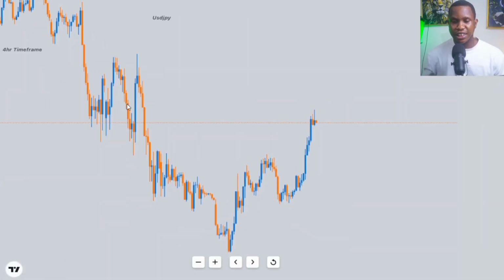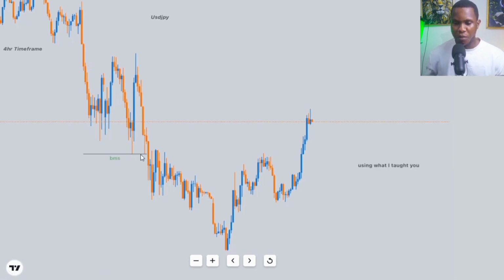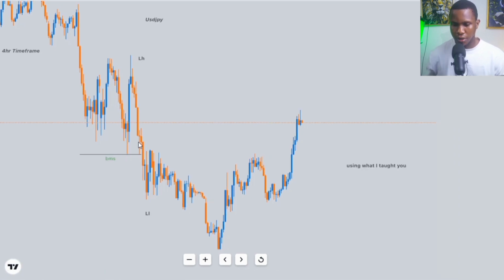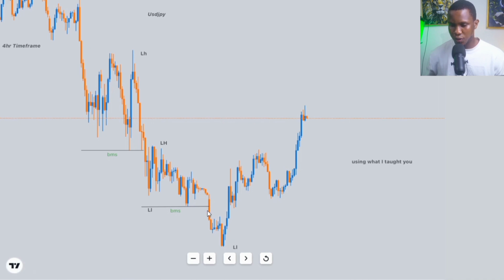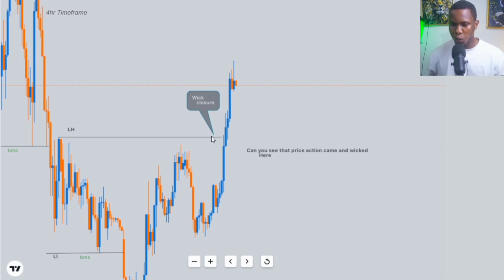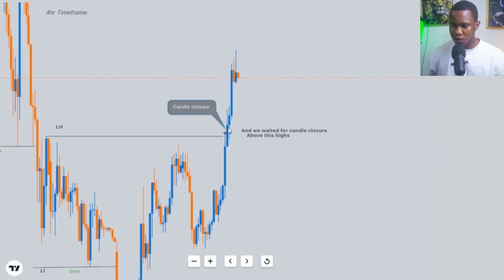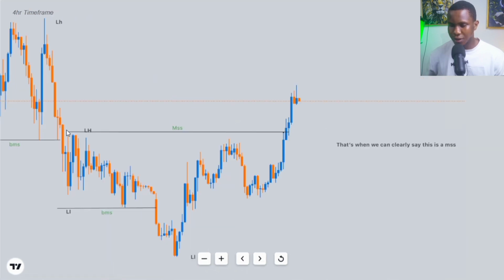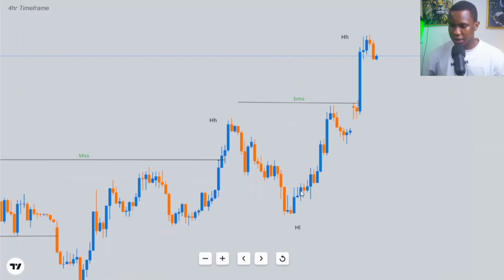Guys, this is USD-JPY, the 4-hour time frame, guys. Can you see what you have? A break of market structure, lower high, lower low, break of market structure, lower high, lower low. And can you see when we started coming up here, first of all we wicked here, and this is when we had a candle closure above these highs right here, and this is how I mark my market structure shift, guys.